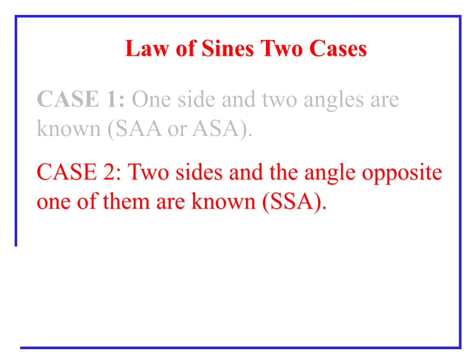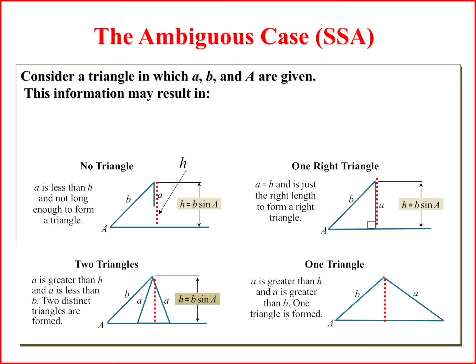So the law of sines, again, has 2 cases. What we looked at before was just our case 1, where we knew 2 angles and 1 side. Now we're going to know 2 sides and 1 angle. These are a little more difficult, and there's more options. So when we know 2 sides and 1 angle, there's 3 possibilities.